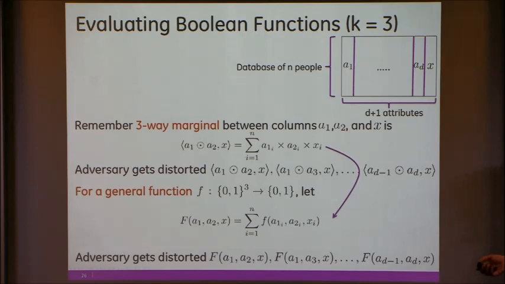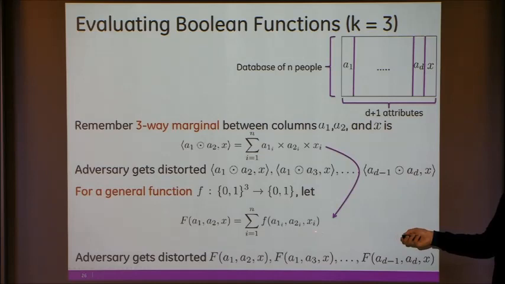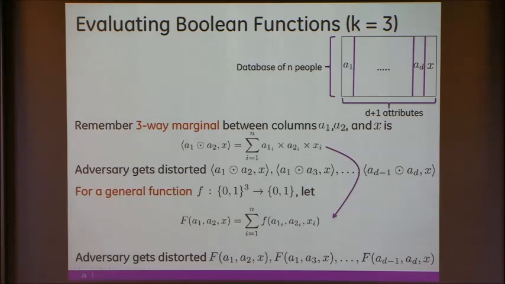So for a general function f, instead of releasing this AND function, I'm going to sum up all the rows and release the final sum. That's what releasing a Boolean function on a table means. Now the adversary, instead of getting the distorted entries like these, will get distorted functions, which will depend on a small f.